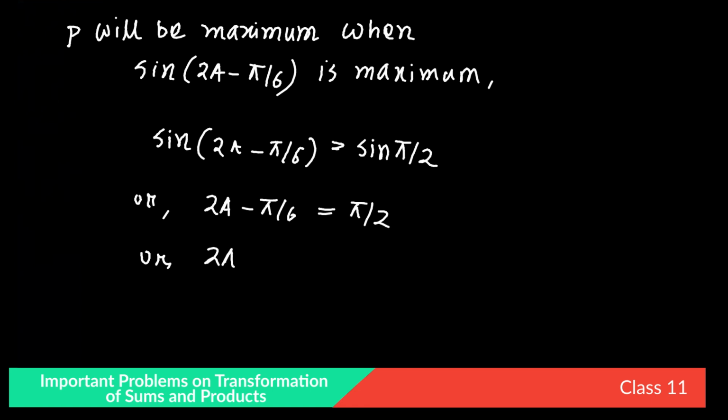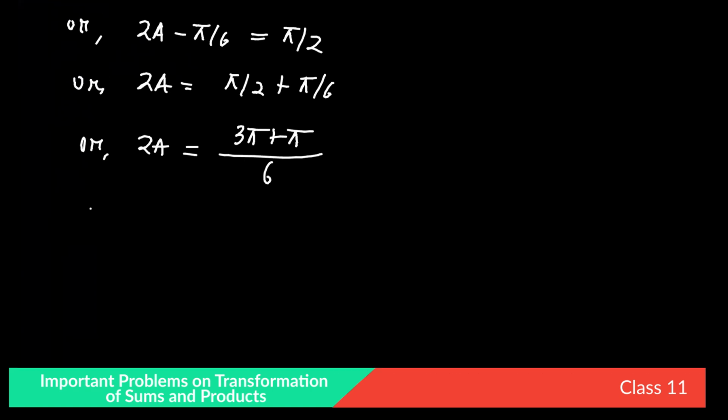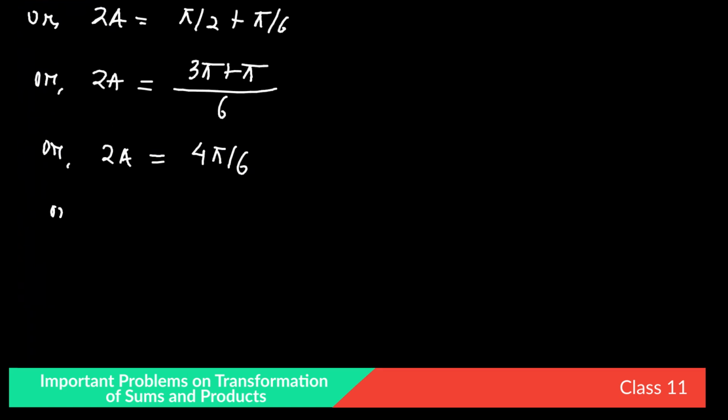From this, 2A equals pi by 2 plus pi by 6. Okay, so it is 3 pi plus pi over 6, so 2A equals 4 pi by 6, or we can write A equals 2 pi by 6, or A equals pi by 3.